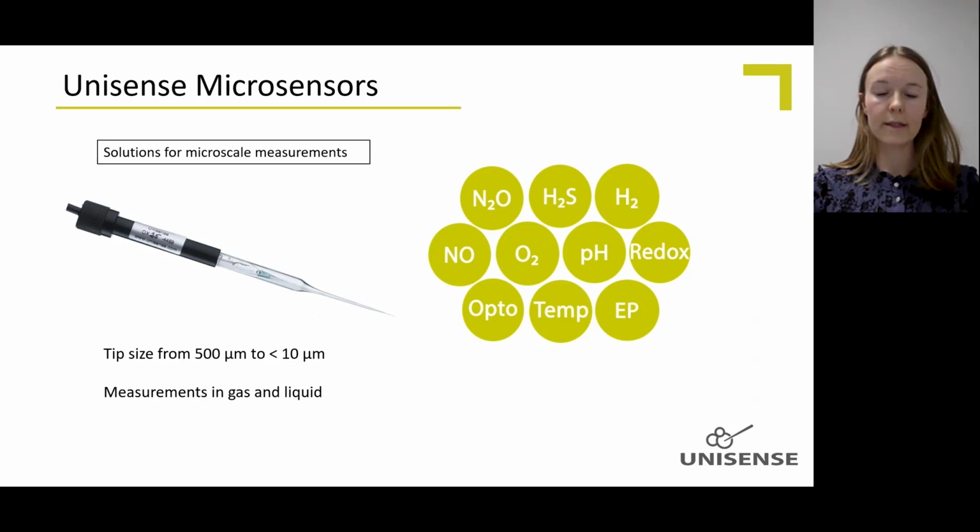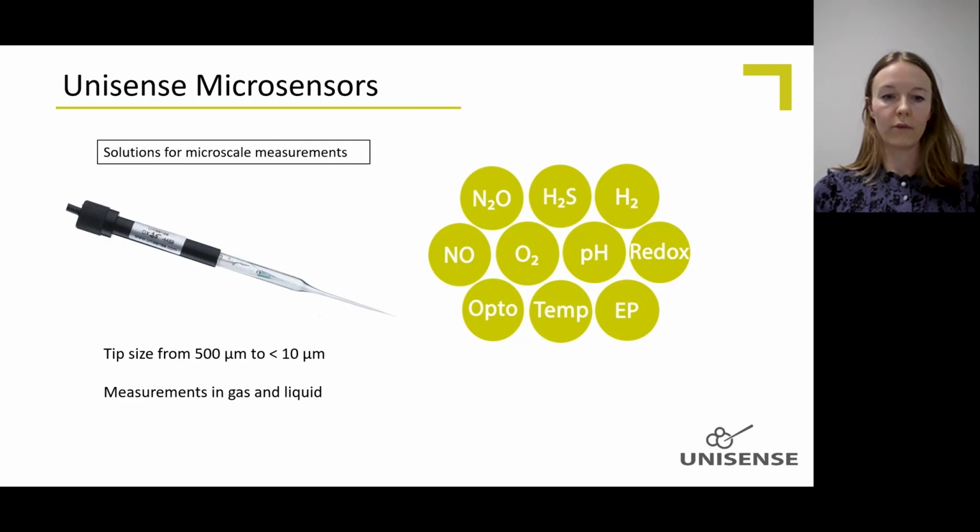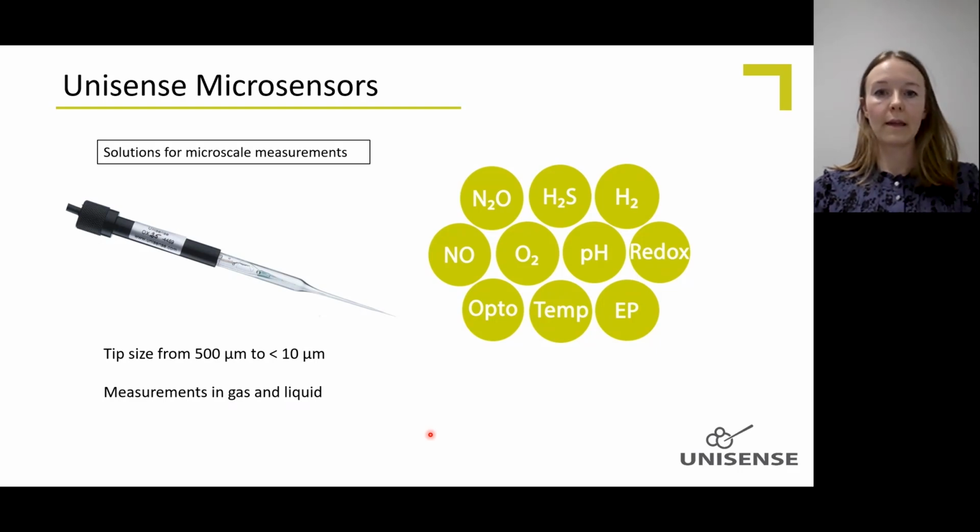So, Unisense sell microsensors that can measure the different analytes that you see here. Lars has already told you about the different type of sensors and how they work. He did that yesterday. The tip of the sensors we can make down to less than 10 micrometer, and all the microsensors can be used to measure both in gas phase and in liquid.